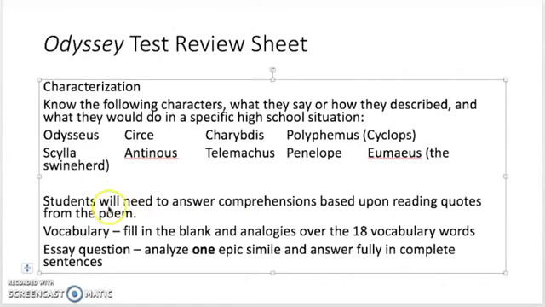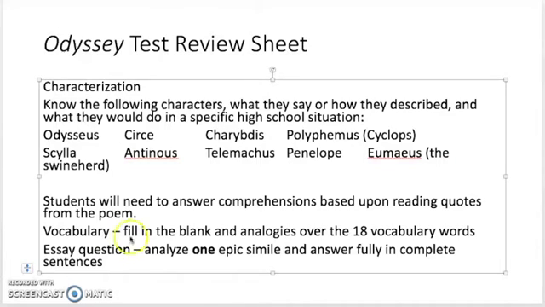There's some practice for you that you will do online. Vocabulary, fill in the blank, and analogies. And after I get done talking about this, I'll give you an example of analogy type questions.